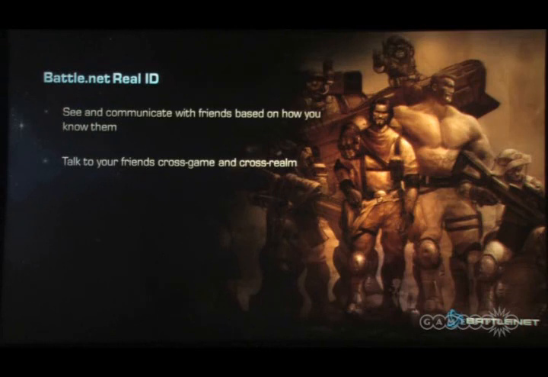So one of the things this is going to allow you to do is talk to friends across game and across realm. So if you're real life friends with somebody, it doesn't matter what realm they're on or what game they're on in BattleNet, you're going to be able to communicate with them across all of those.